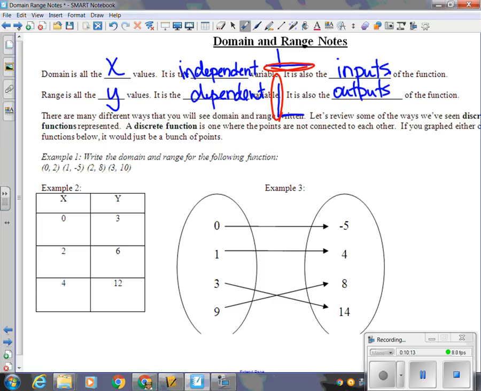We ready? This is kind of crowded, but I know you can do it with me. It's pretty straightforward, quick and easy. Write the domain and range for the following function. Does everybody see my function?